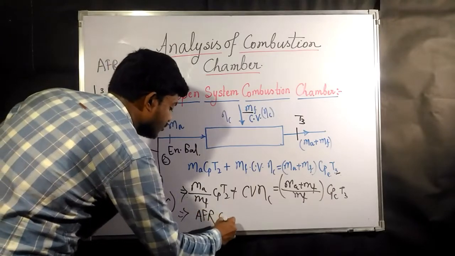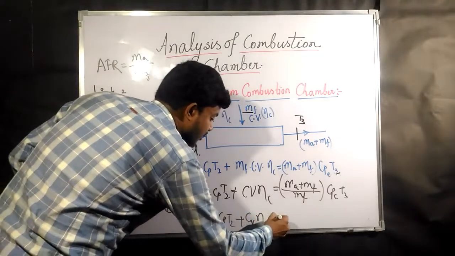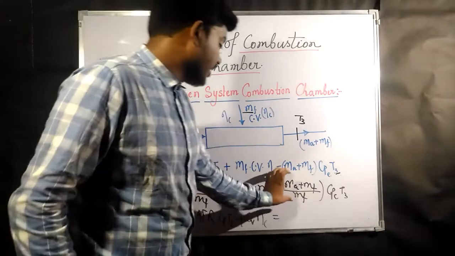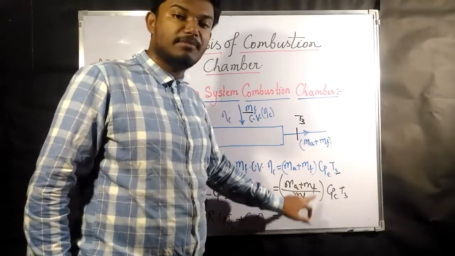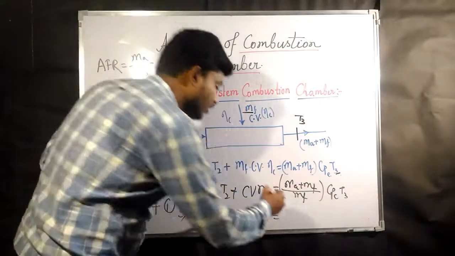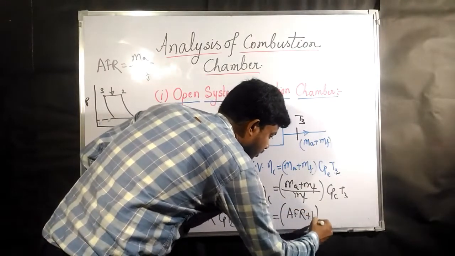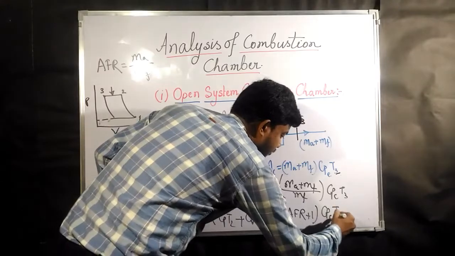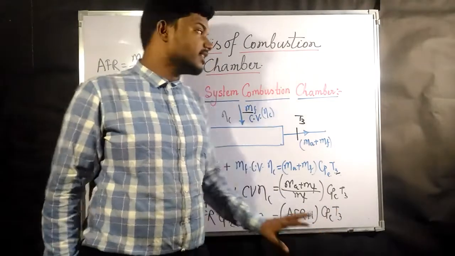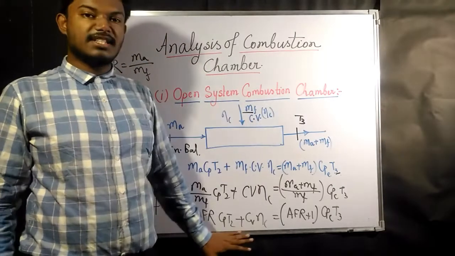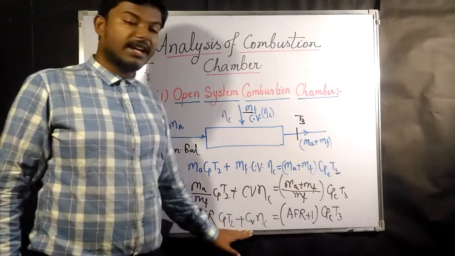Air-fuel ratio into Cp into T2 plus Cv into eta C. Now here Ma by Mf is going to give us the air-fuel ratio, and Mf by Mf is going to give us 1. So here you can write air-fuel ratio plus 1, Cp at exit into T3. This is going to be the energy balance equation for the open system combustion chamber.